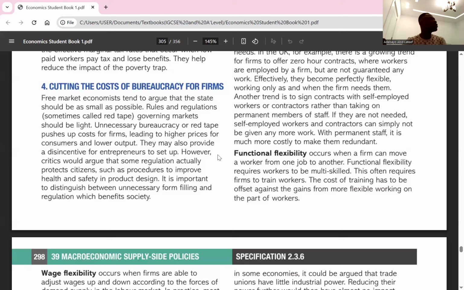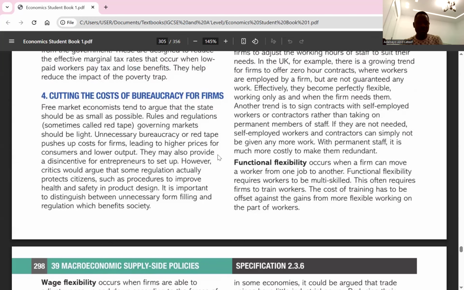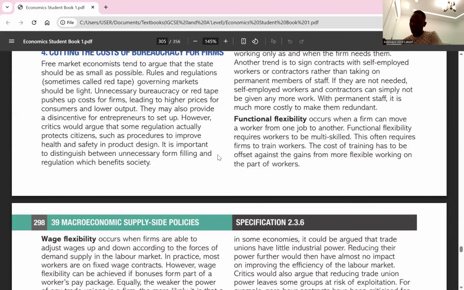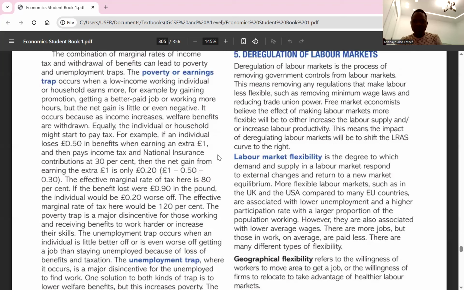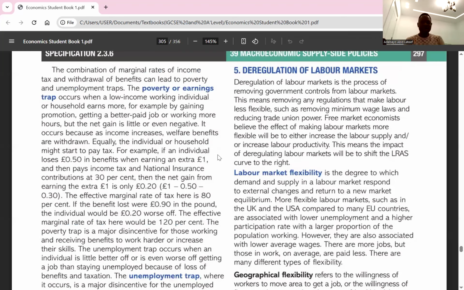So they are saying bureaucracy should not be cut, because if it is cut, it reduces the eyes of government on compliance. I think the point about cutting the cost of bureaucracy for firms is clear. Yes, sir. Good. So that takes us to the fifth one, which is the regulation of the labor market. When we talk about the labor market, we're talking about where the demand and supply of labor intersect.